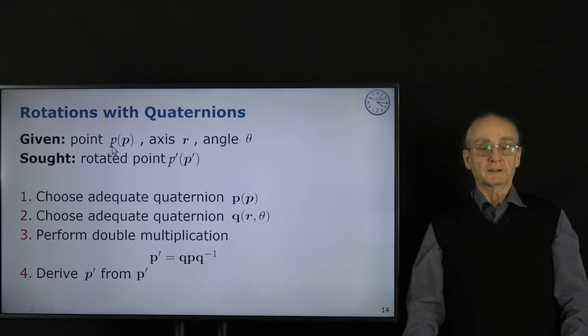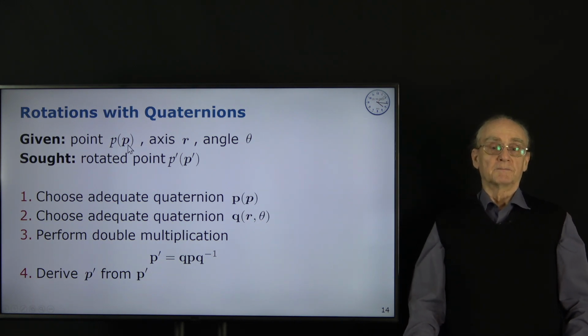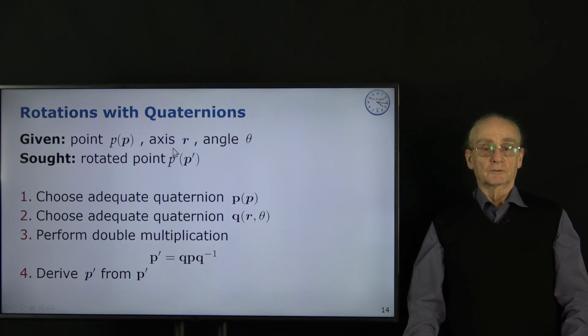We have a point P with coordinates vector P. We have a rotation axis R and an angle theta. And we want to rotate the point to P prime with coordinates P prime. Now the solution is in principle simple, but we have to prove that this is okay.